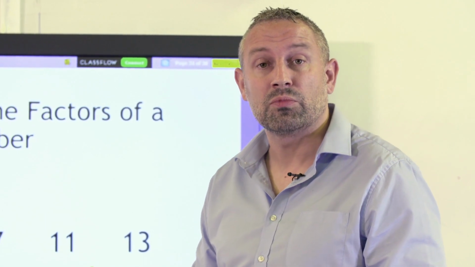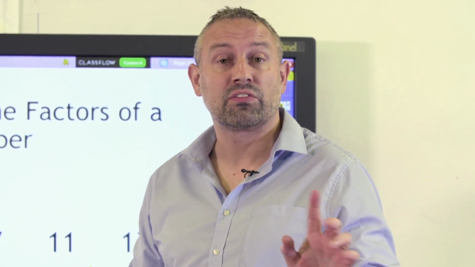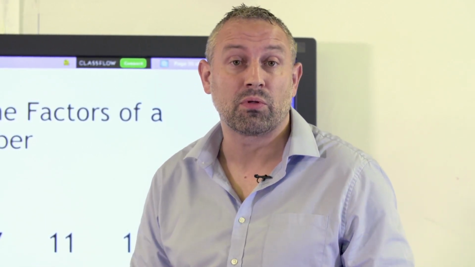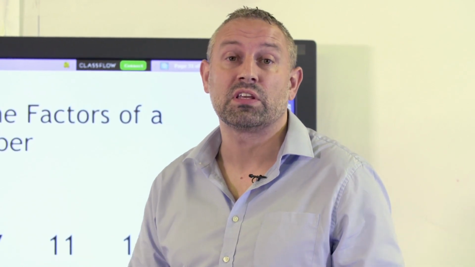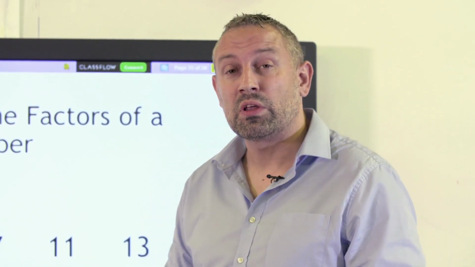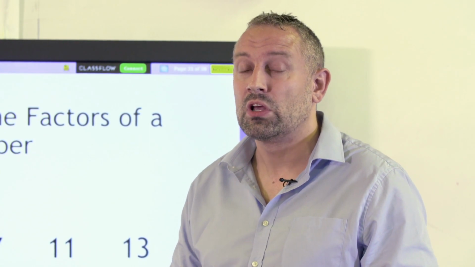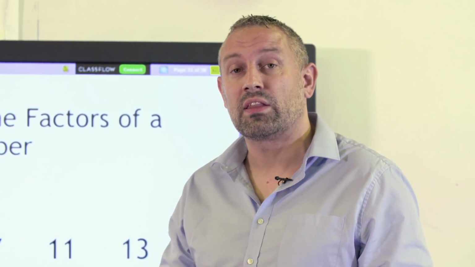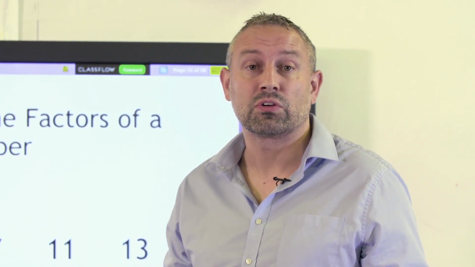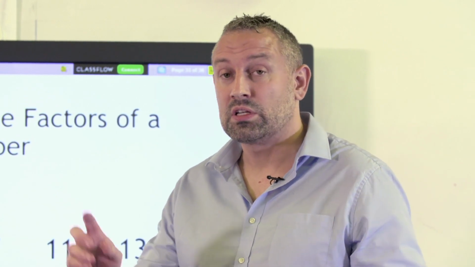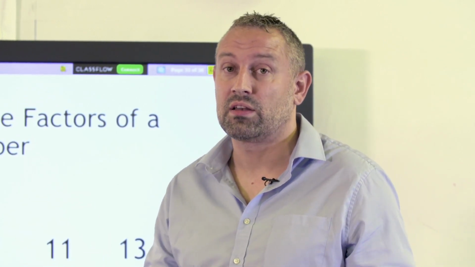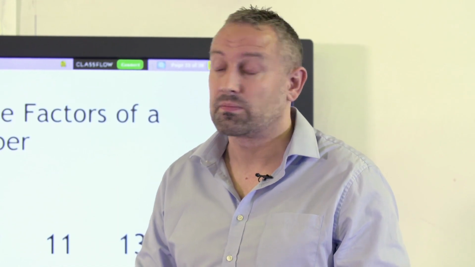Now a prime number is one that's only divisible by itself and 1. For example, 13. 1 times 13 is 13. When we deal with factors, we look at them in pairs, so two numbers that multiply together to make that number. If we took 20, for example, that'd be 1 times 20, or 2 times 10. They're some of the factors of 20.